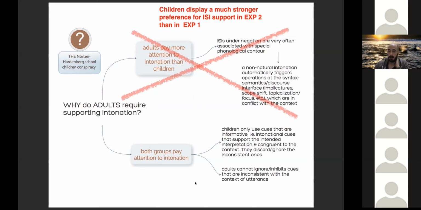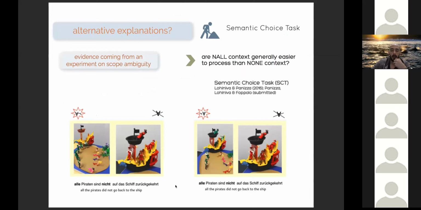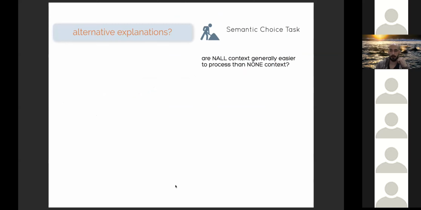So maybe one of these two hypotheses is true. Either children are able to only use intonation when it's supporting their online interpretation of the sentence, or maybe adults cannot ignore deviant intonational cues that maybe let them derive other inferences, like topicalization, that is not really supported in these scenarios. And we don't know for sure. Right. So maybe there are alternative explanations to this.